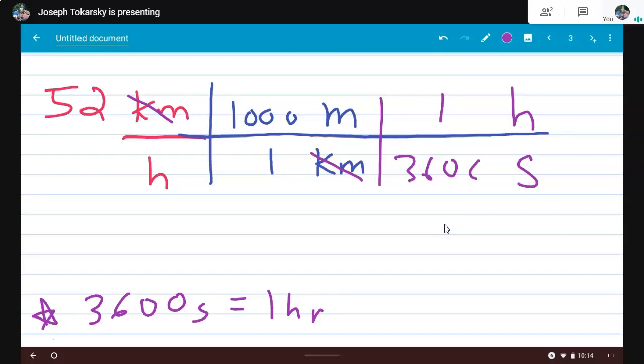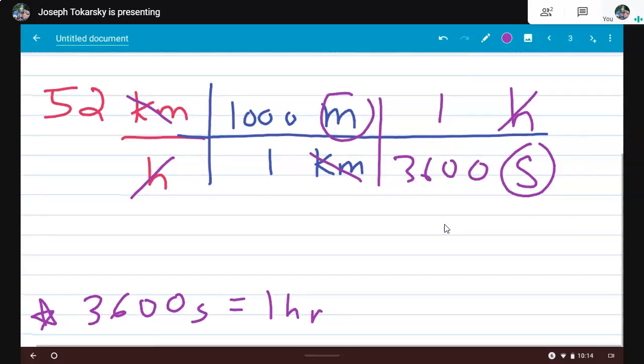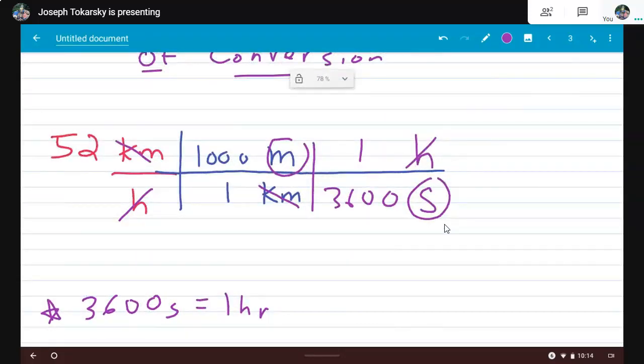All right, so now the hours have canceled there. The only units we should have remaining that didn't cancel are the ones we want left, meters over seconds, right? Now we run the numbers, and I'll just run them quickly for us here today, and you'll do a couple practice ones of these yourselves on Monday.